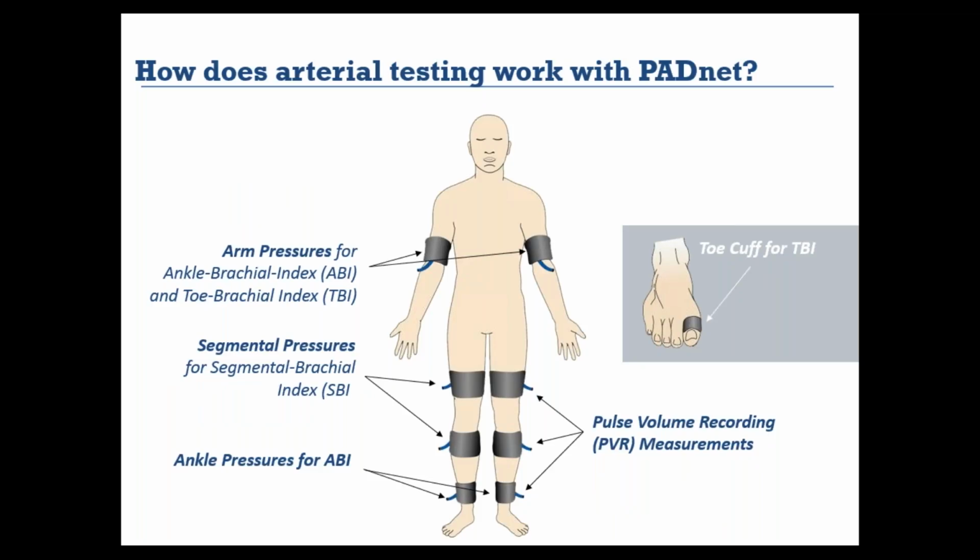A typical PADnet study takes about 20 to 25 minutes to complete, and it enables earlier disease detection by recording pulse volume recordings, PVRs, and segmental blood pressures that are used to calculate the ankle brachial index, ABI, toe brachial index, TBI, and segmental brachial index, SBI.